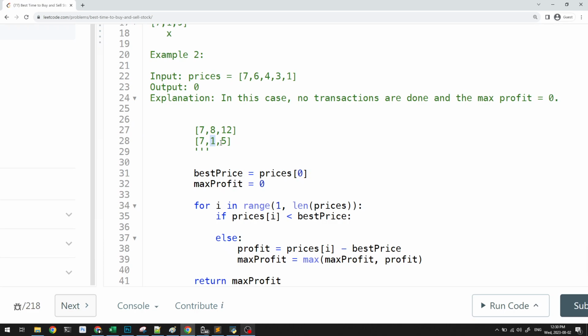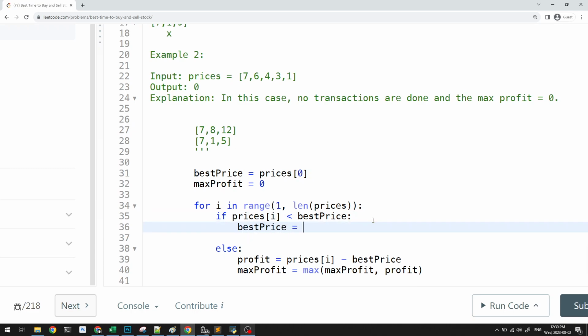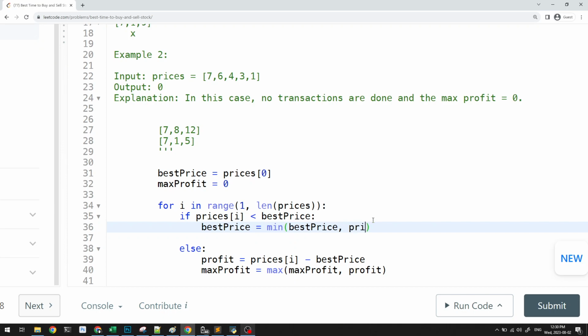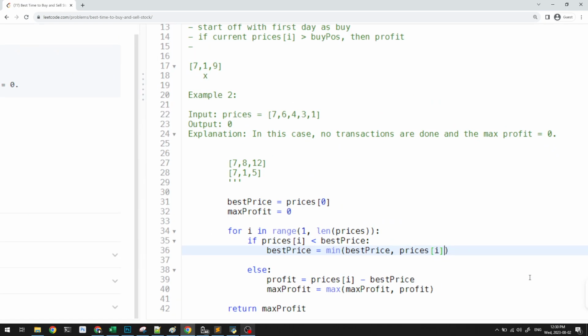And then here, no matter where the price goes, if it's even a little bit higher, then we can make some profit. It doesn't even have to go above this 7, but since we're buying at a lower price, we can basically make any sort of profit. So here, best price would be the minimum of best price and the current price that we're at. This is at i, right? And that's basically all there is to this question.